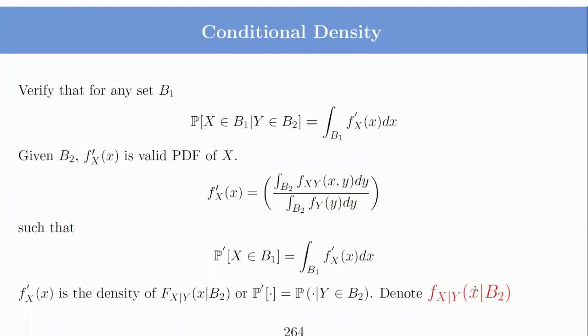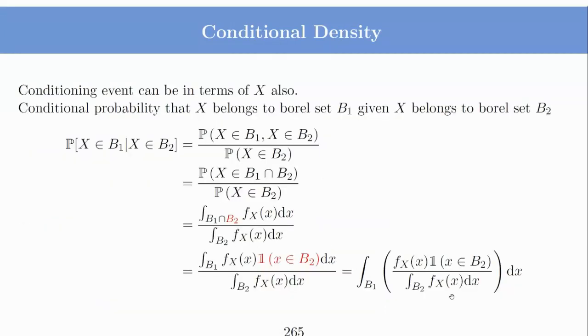Instead of conditioning on Y, you can also condition on X, right? So we can say the conditional probability that X belongs to B1, conditioned on X belonging to B2. That's also a valid notation, because in any case both equivalently represent some events in the sample space. So it doesn't matter whether you write in terms of X or Y, they're all valid notations. Here specifically, this is equal to the probability that X belongs to B1 intersection B2 divided by the probability that X belongs to B2.